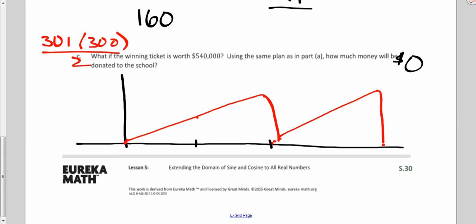This doesn't look a lot like a sine or a cosine function, but it is what we call a periodic function. This is going to repeat over and over and over again. Sine and cosine do the same thing.